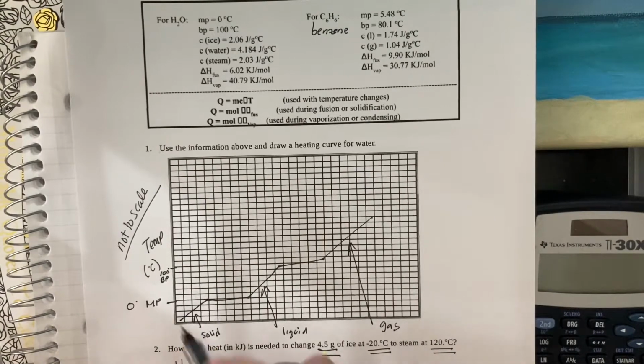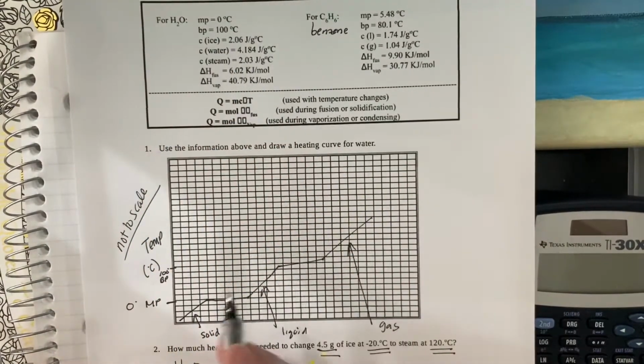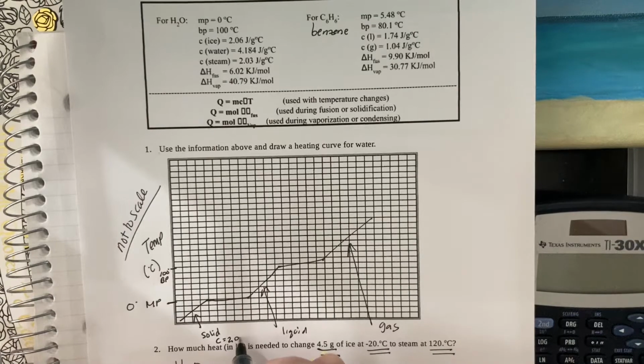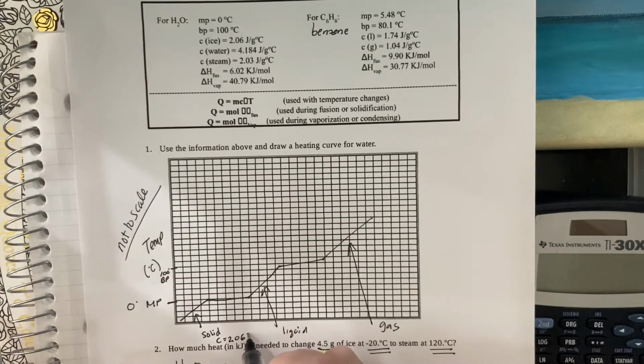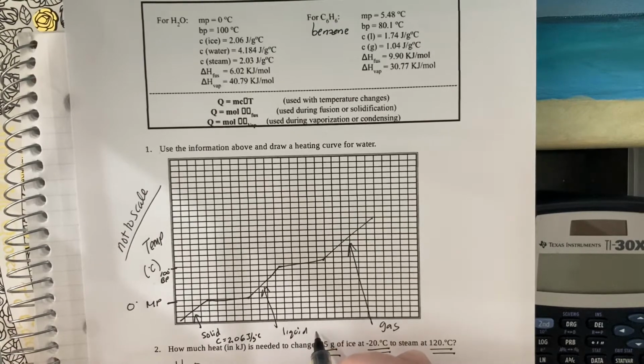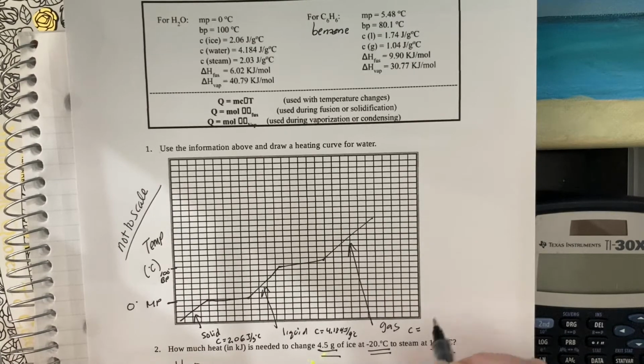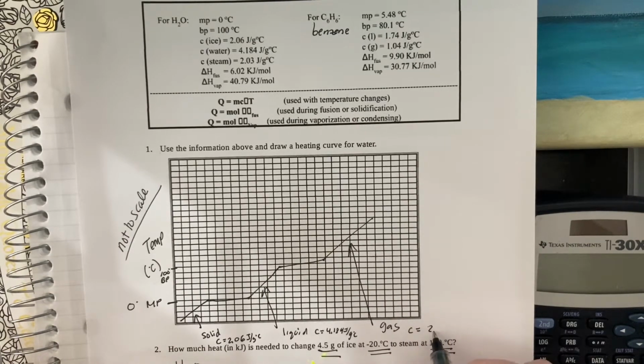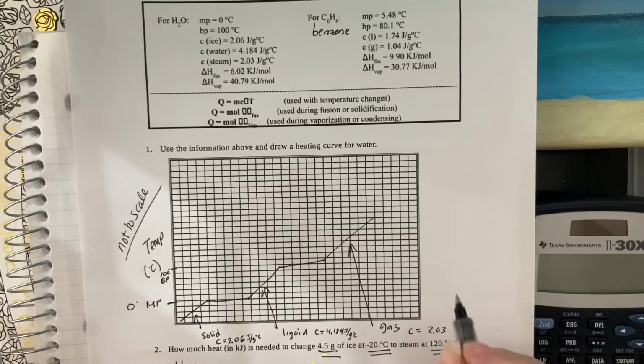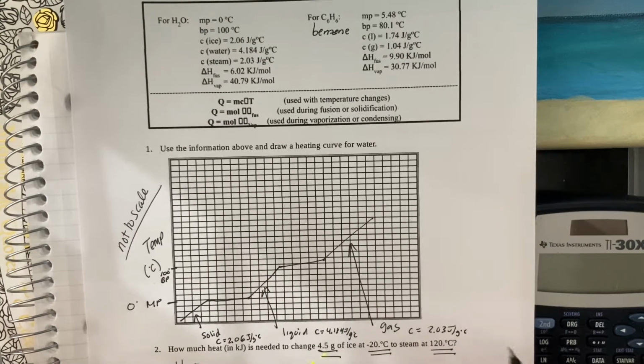For the solid, we'd use the C of ice, 2.06 joules per gram degree C. Liquid, C equals 4.184 joules per gram degree C. And our C for a gas, 2.03 joules per gram degree C.